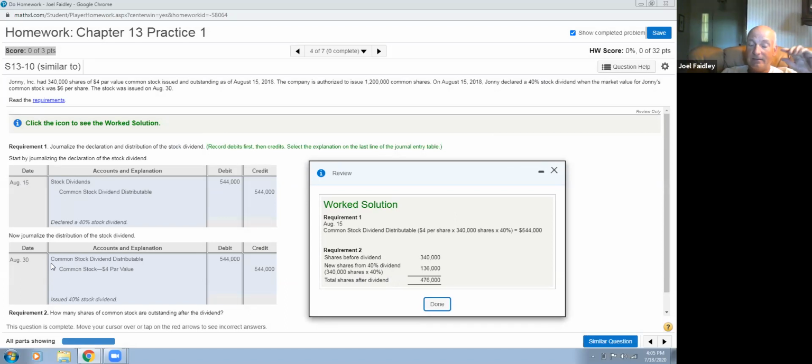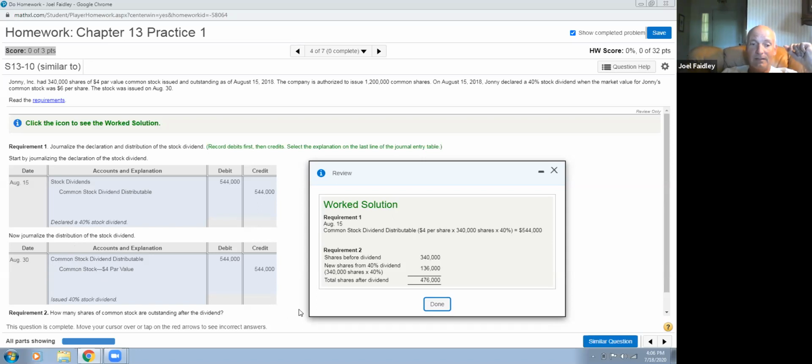Then when it's actually distributed, not paid, it's distributed, meaning people get their extra shares of stock. You're going to zero out that common stock dividend distributable, similar to what you did with dividends payable on a cash dividend, and it's going to get thrown all in its entirety to common stock at par. There's no additional paid in capital because it's at par, right?